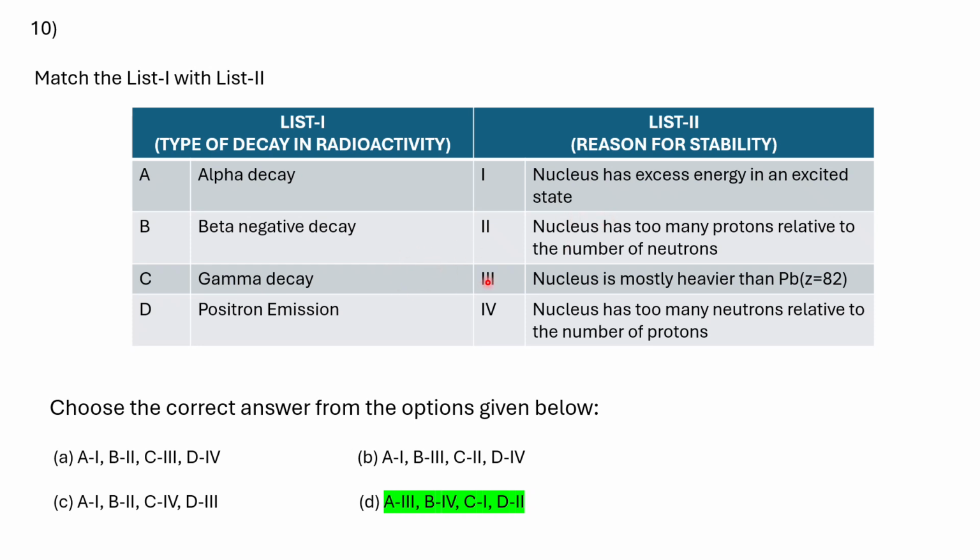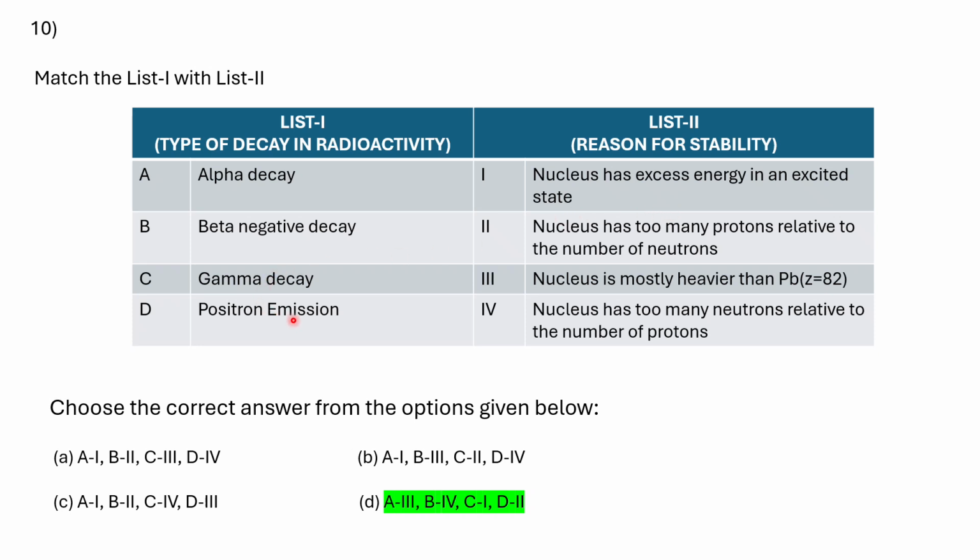So neutron से proton, that means nucleus has too many neutrons related to the number of protons. Then gamma decay जब energy state पे क्या होता है, डिकेज होती है टू एनर्जी स्टेट पे, तो वो होता है न्यूक्लियस एक्सेस एनर्जी इन एक्साइटेड स्टेट.